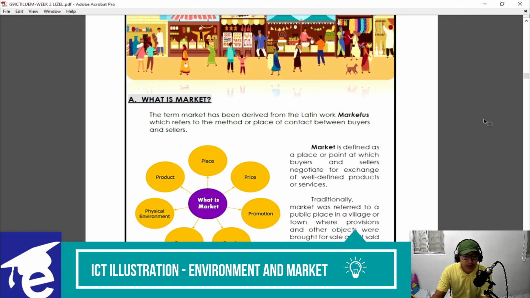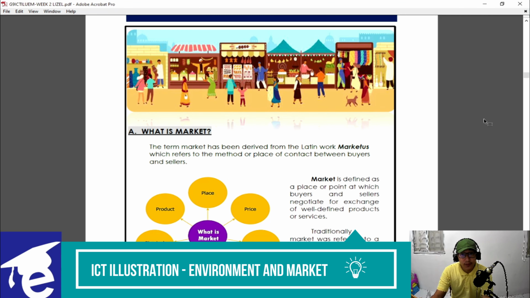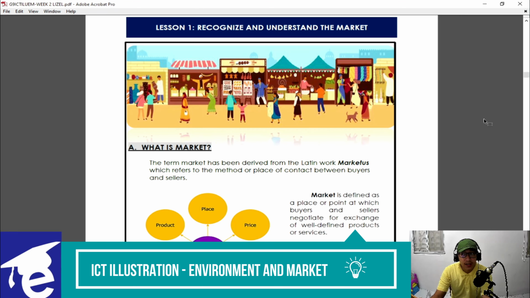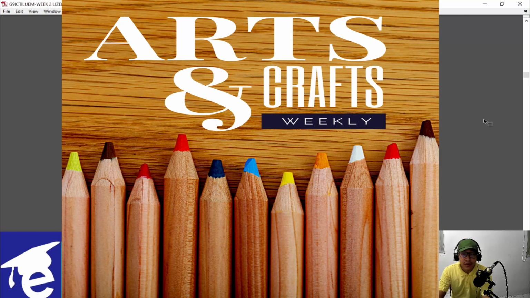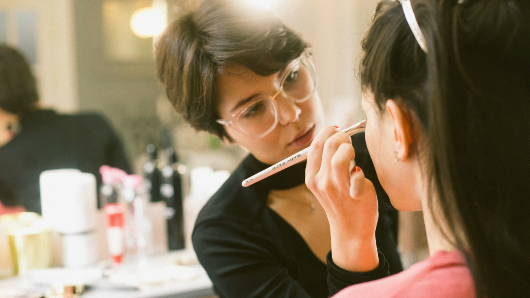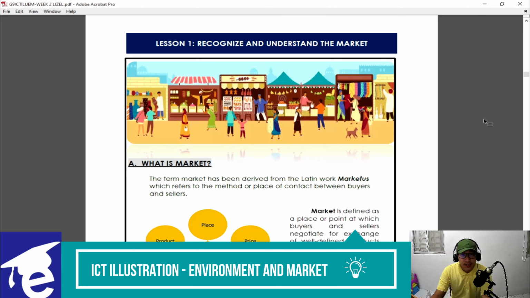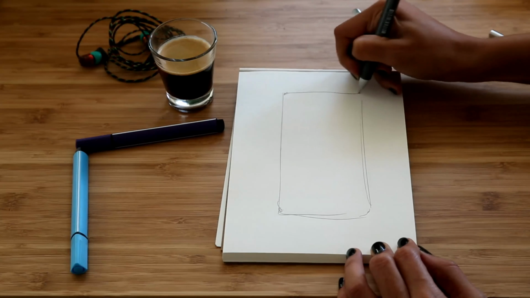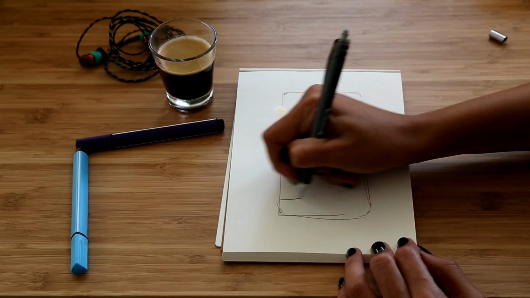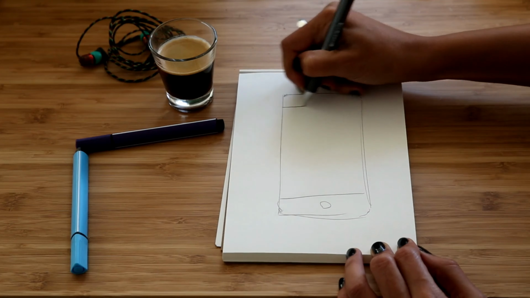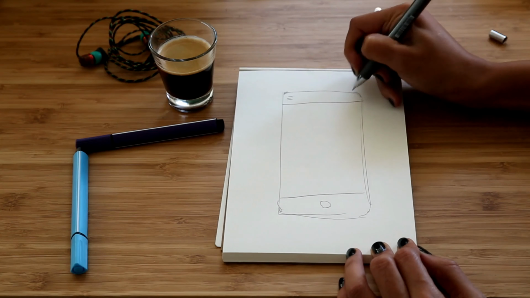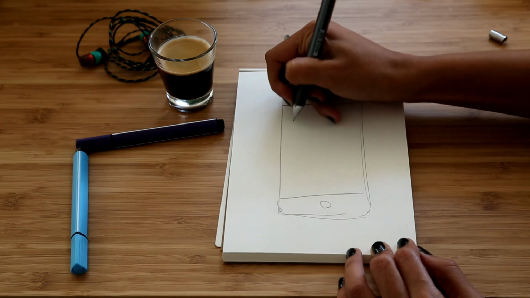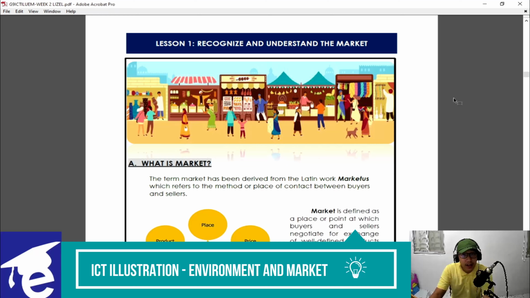So if there's a market, there's an exchange of goods, products and services. ICT illustration can be a product or service that we're selling, but technically a service in general, and we have an output to sell. It's either the service itself or the end product, the finished product we produce from the service that we have done.